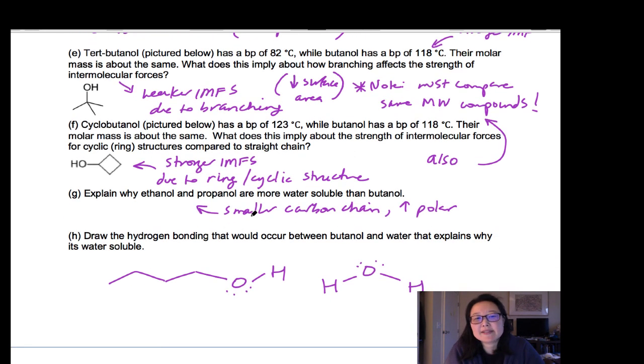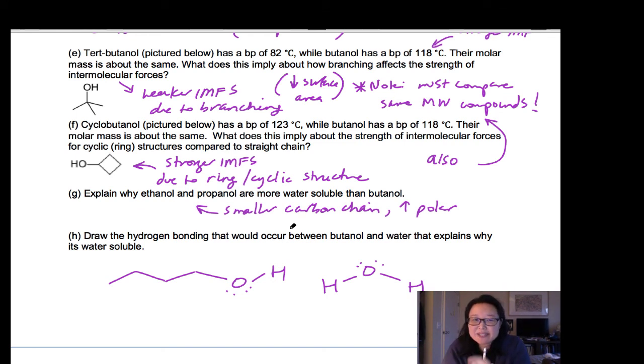All right, with the next one, ethanol and propanol are more water soluble than butanol because the smaller the carbon chain, the smaller the nonpolar part of the molecule. So the overall polarity of the molecule is higher.